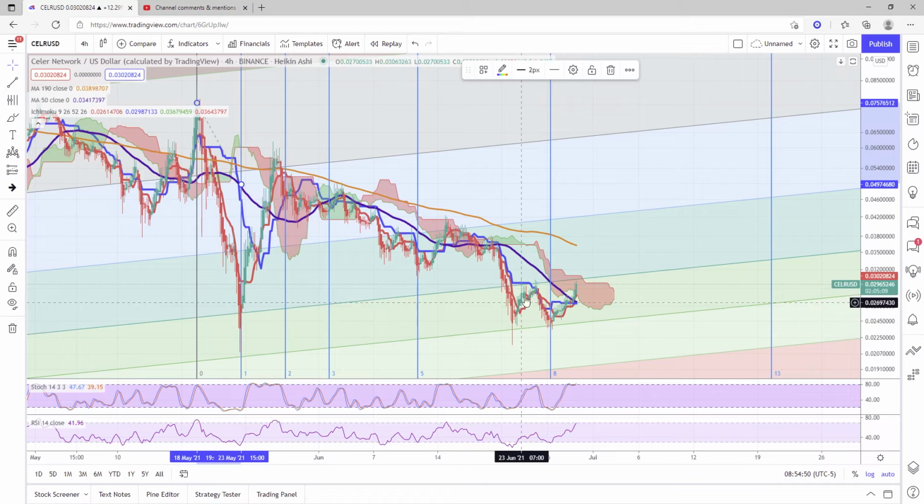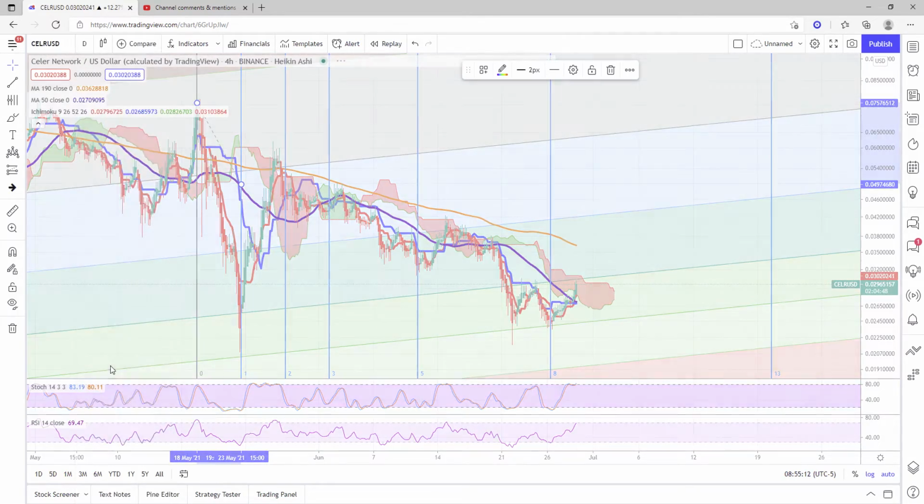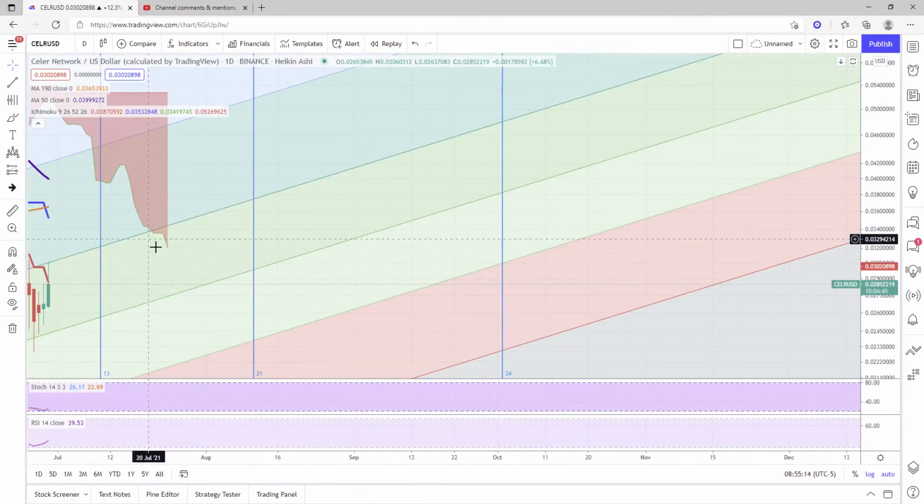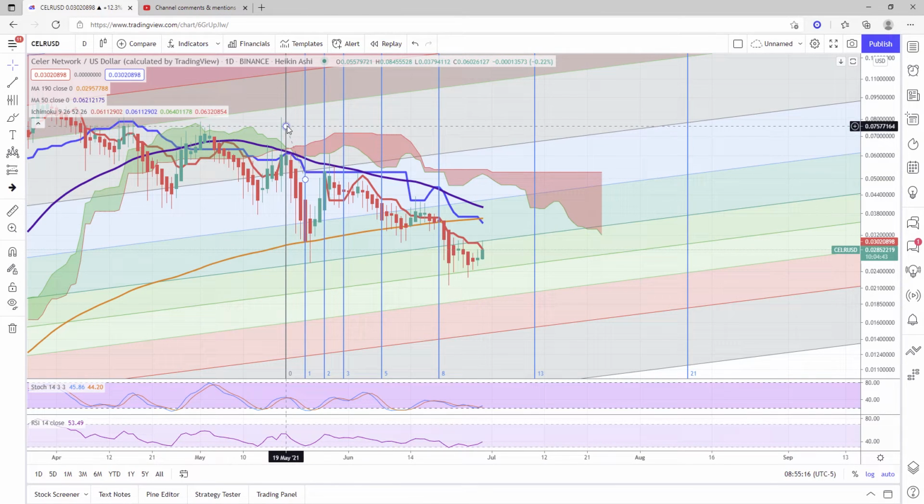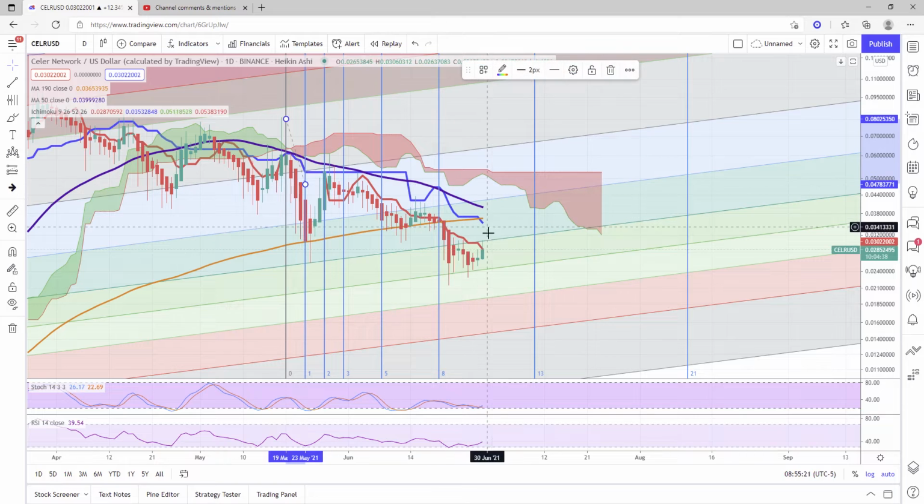We can see that looking back in hindsight, Fibonacci time sequence, this is dead on each time sequence. So we've got another time sequence coming up around July 20th, folks. That could be an important date for Celer. Let's switch over to a daily chart on this, and then we'll have to just readjust these lines to make sure everything is lined up.